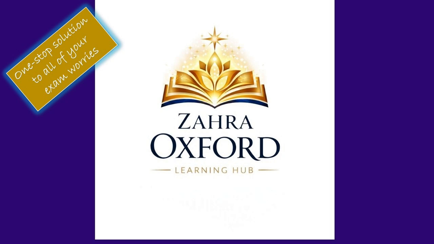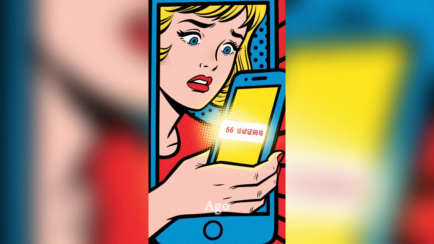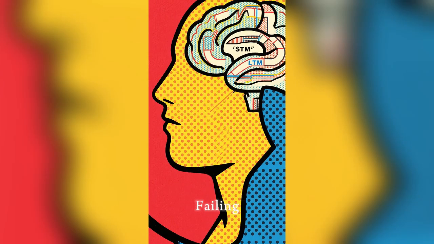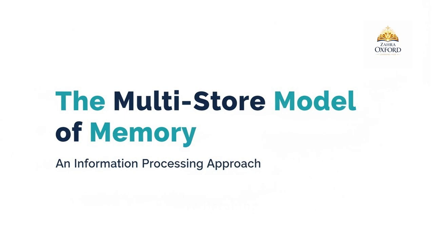Today's video is on the multi-store model of memory. Have you ever wondered why you remember song lyrics from 10 years ago, but forget a verification code the second you close the tab? It's not your brain failing. It's the specific architecture of your memory. Today, we are breaking down the blueprint of the human mind, the multi-store model of memory. By the end of this video, you won't just pass your exam. You'll understand the specific architecture of how you think.